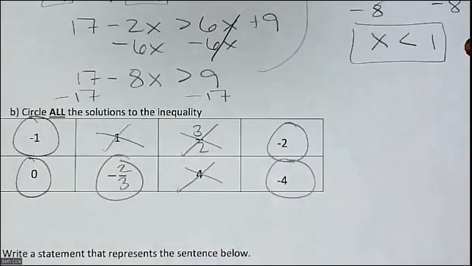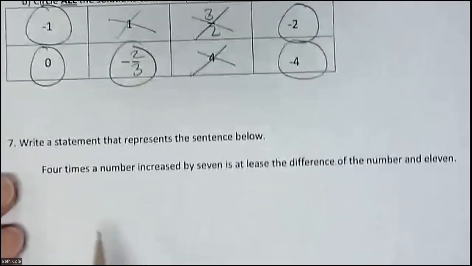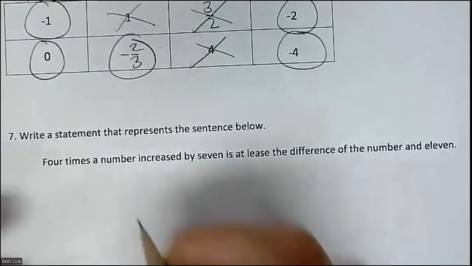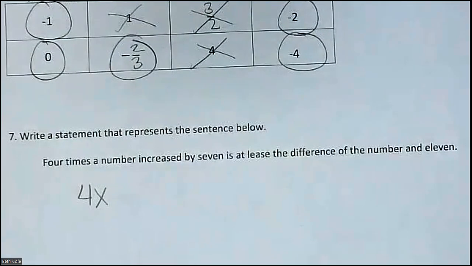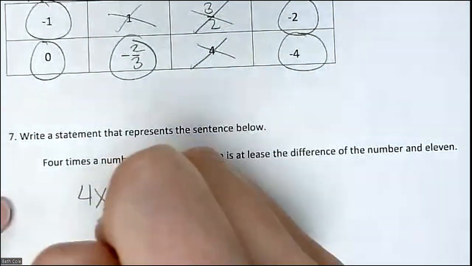All right, and then last one. We're going to write a statement using our math symbols that represents this sentence below. 4 times a number. How would you do that? 4 times a number. 4x. Perfect. Increased by 7. So plus 7.